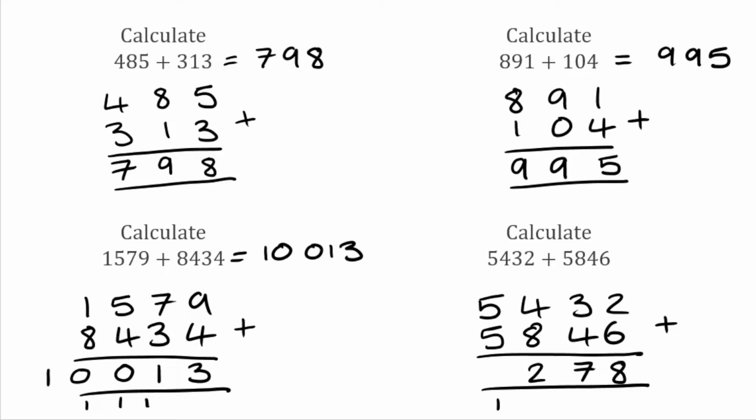Then I have 5 add 5, which is 10. Add the 1, which is 11. So we can put our 11 there. So our final answer to this question would be 11,278. Okay, well done if you followed those questions okay.